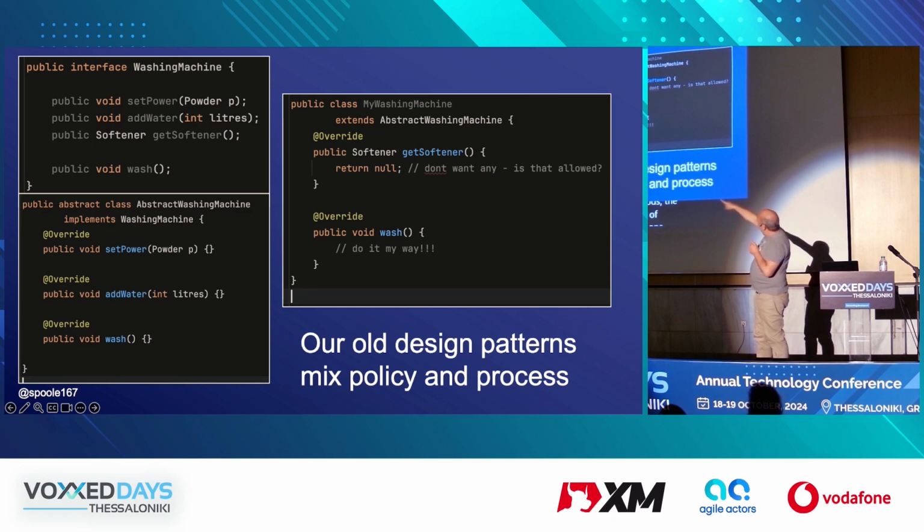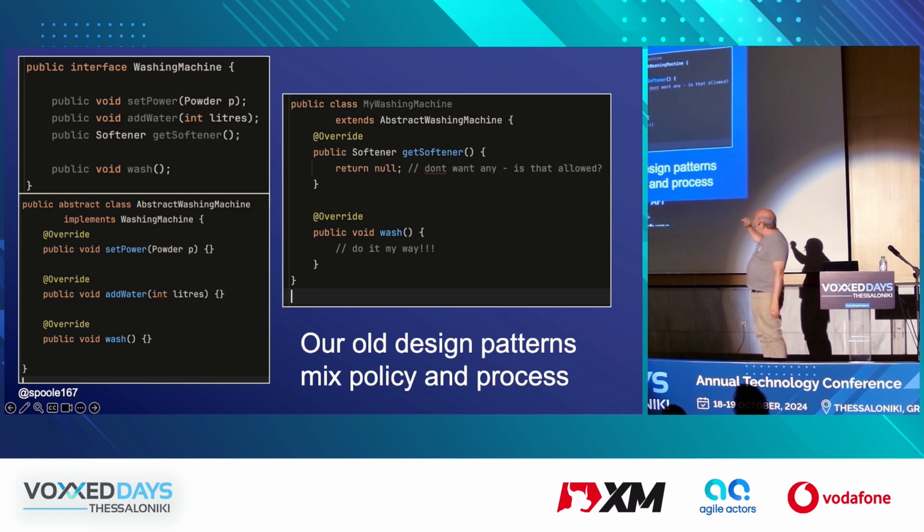But you can see there's one missing in the middle, get softener. It's not the abstract class because that's allowed. The concrete one has to provide that, which it does. It does whatever it wants. You've just said to your API consumer, give me something, whatever you want. Okay, it returns null, so that you can deal with.